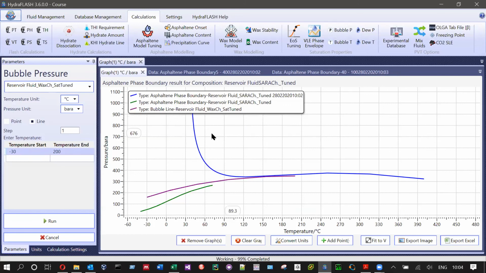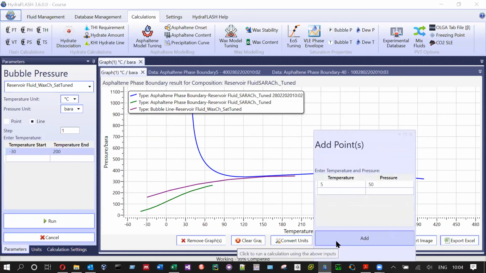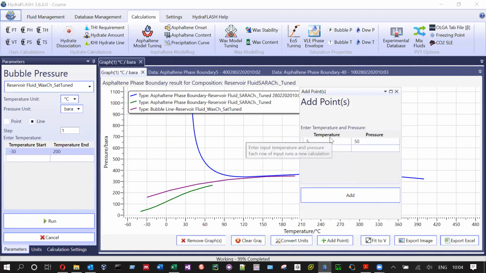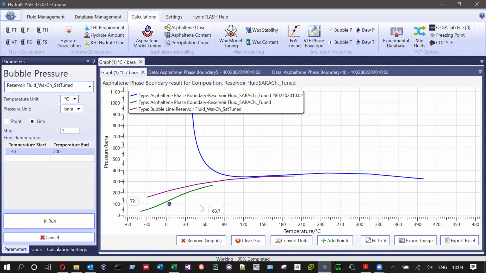So now we have the upper Asphaltene phase boundary, the lower one below the bubble line, and this is the bubble line. So let's see where we are in this PT diagram at 5 degrees and 100 bar. Okay, so we are here. We are actually outside of the Asphaltene phase boundary, because as you can see, in this section Asphaltene is not stable, but in this section, Asphaltene is stable. So it means that at this condition, Asphaltenes are not stable.